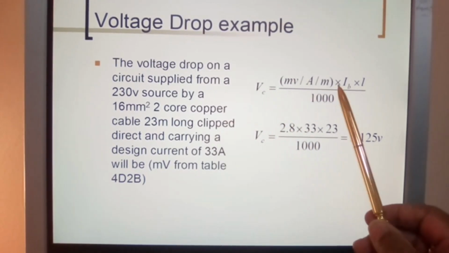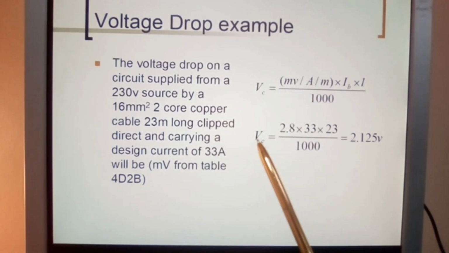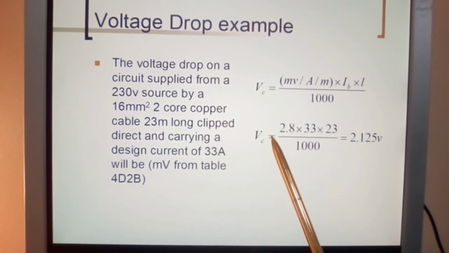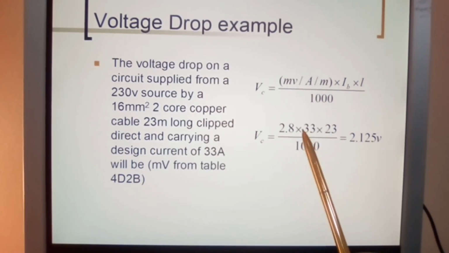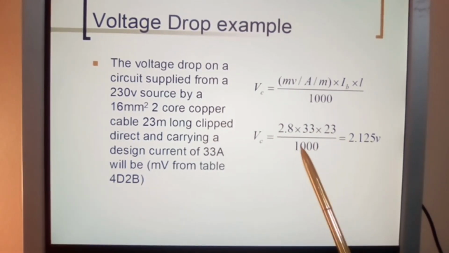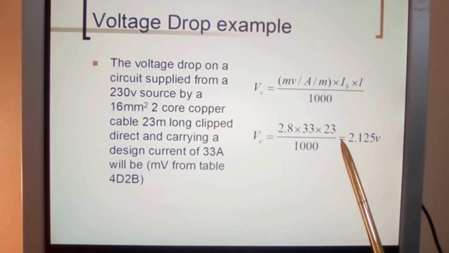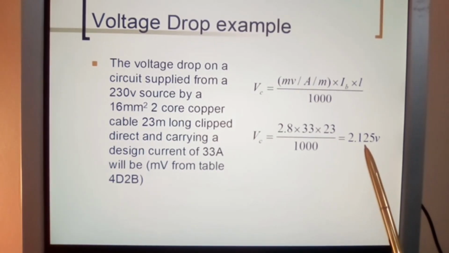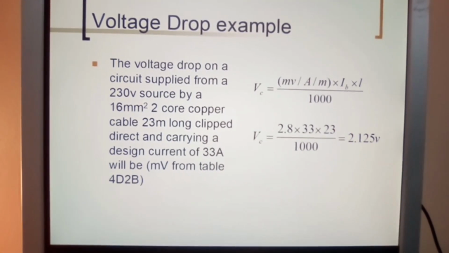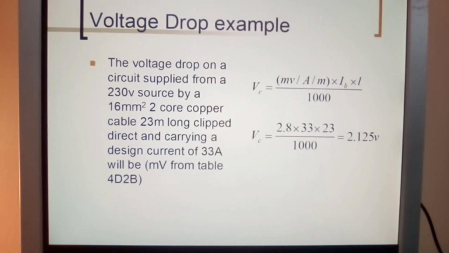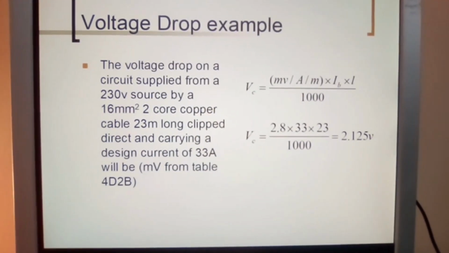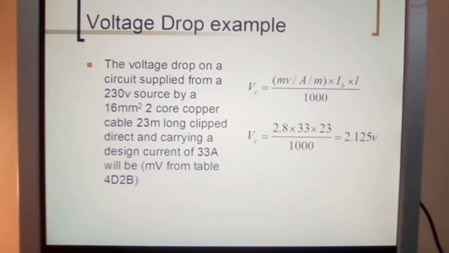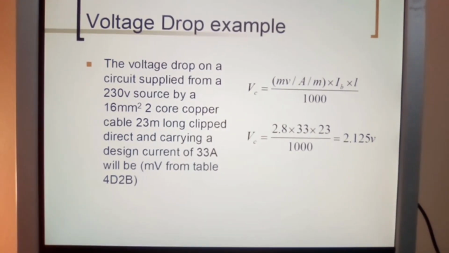So here is our formula. VC, the voltage drop, equals 2.8 times 33 times 23 over 1000, equals 2.125 volts. And that should fall within our parameter of approximately 3% voltage drop.